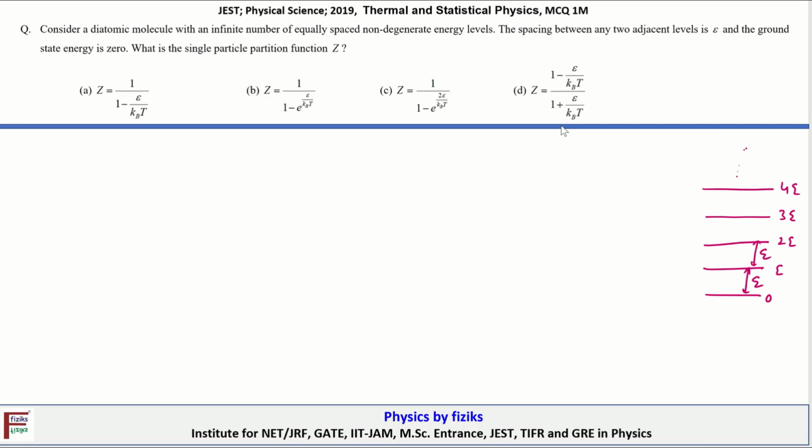What is the single particle partition function? Also it's given that all the energy states have a degeneracy of unity. These are non-degenerate energy states. So it's easy to write the partition function for such a situation where the energy states are non-degenerate.